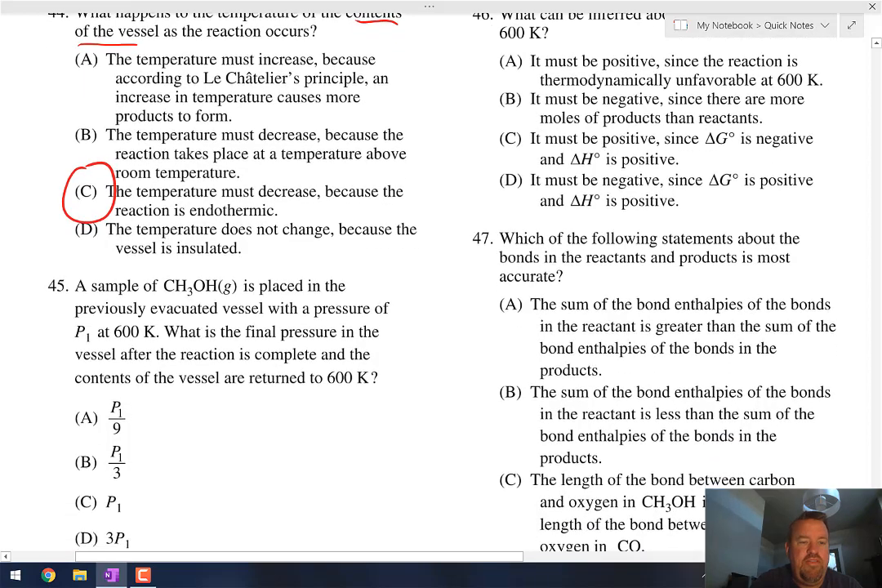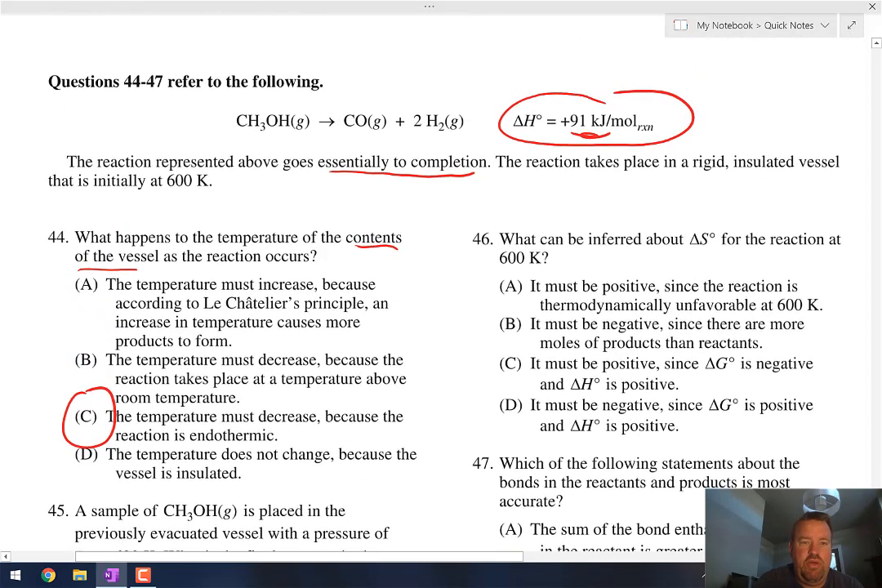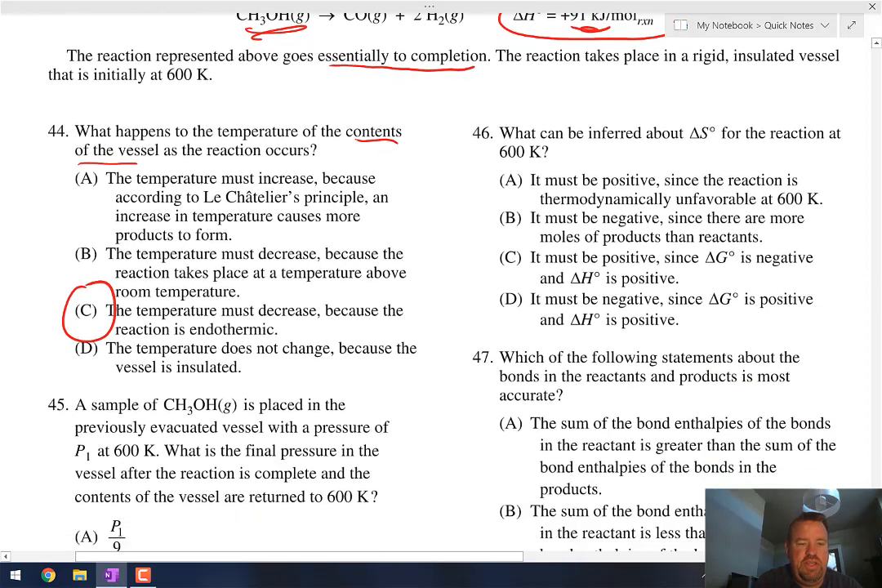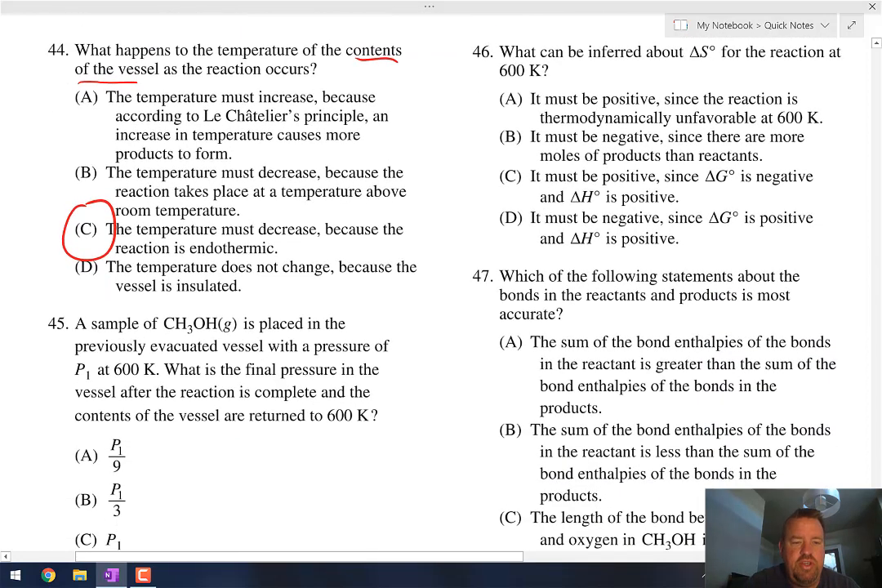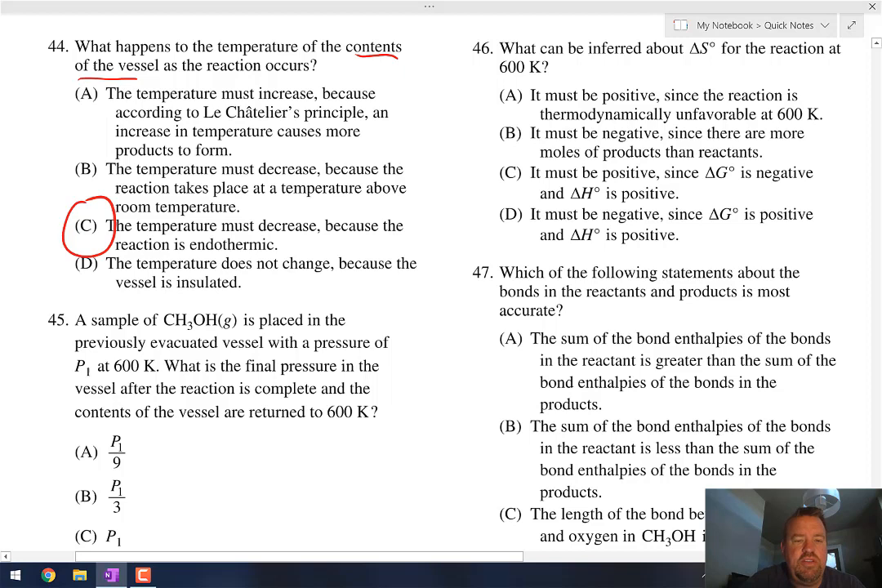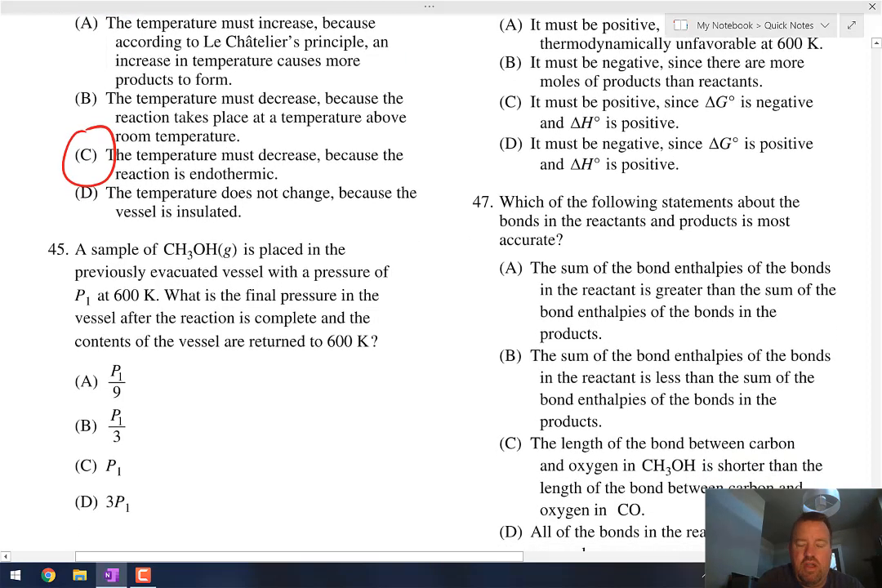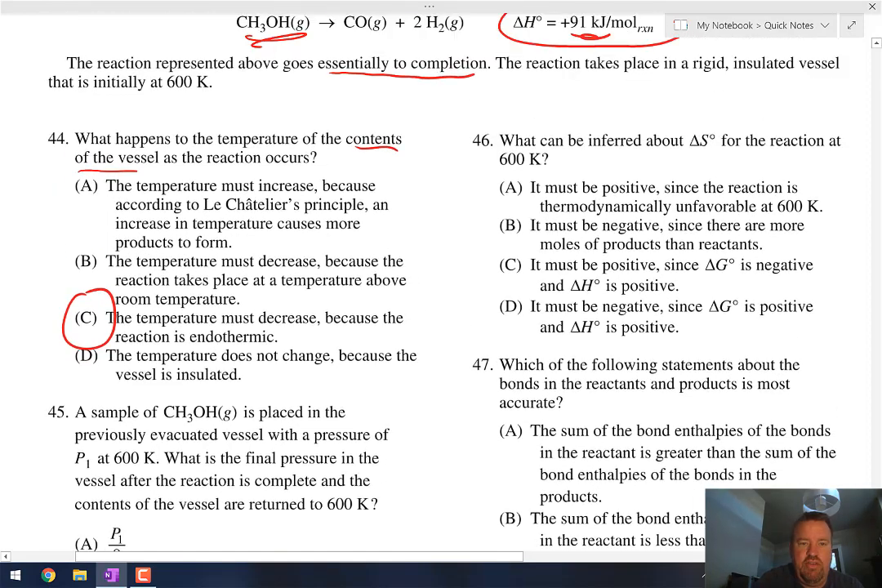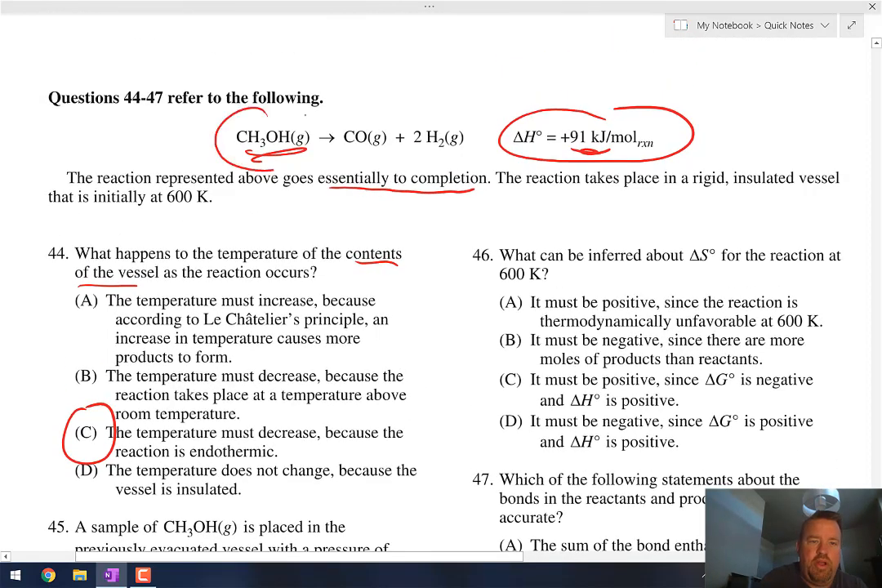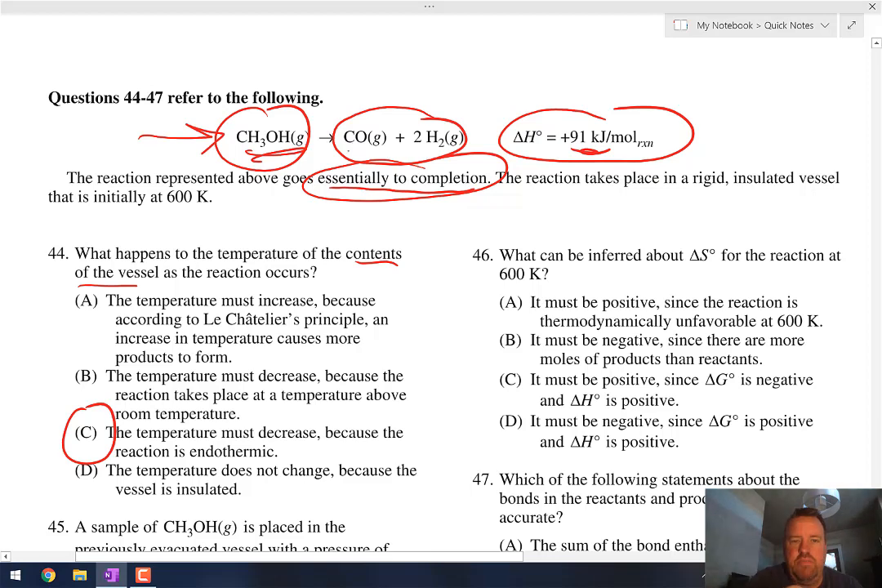Okay, on 45, a sample of CH3OH, so that's our reactant here, is placed in the previously evacuated vessel at a temperature of 600 Kelvin. What is the final pressure in the vessel after the reaction is complete and the contents of the vessel are returned to 600 Kelvin? Well, initially there was one particle of gas, and that one particle of gas has now turned into 3 particles of gas. And remember, it goes essentially to completion. So all of that CH3OH is now gone, and now you simply have 1 carbon monoxide and 2 hydrogens.